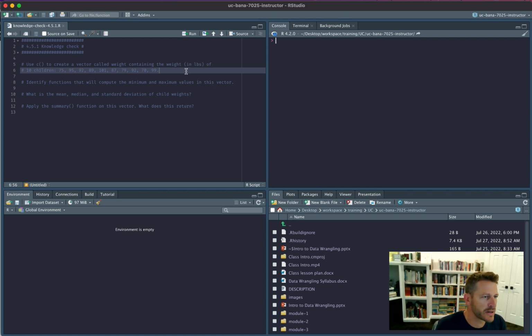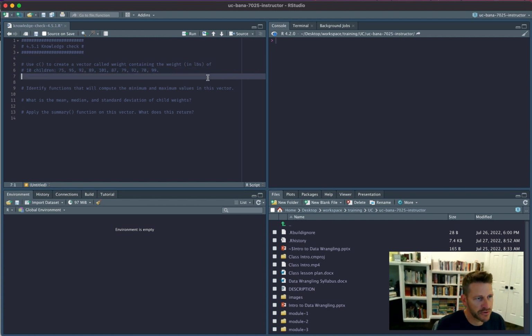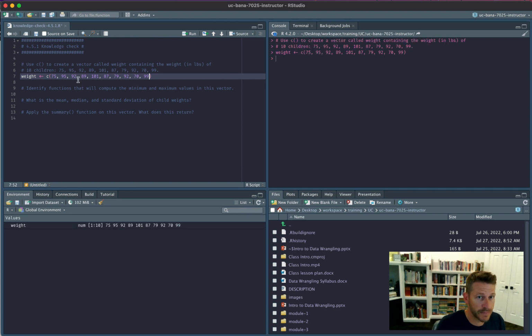All right, we are in knowledge check 4.5.1. Once again, it asks us to go ahead and create that vector of weight. We've seen this several times now. So I'm going to go ahead and create a vector of weight, use the concatenate function to do so, and I'm going to go ahead and include these weights. All right, so we now have a vector of weights.